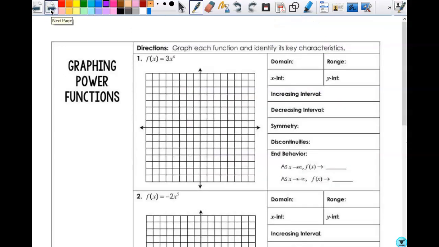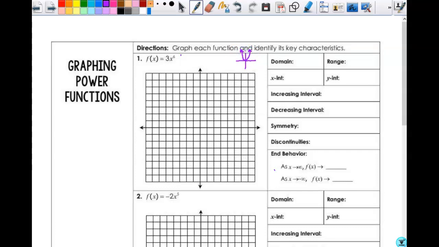So we're going to graph these. We've got 3x to the 6th. Well, this is to the 6th power, so let's think about what that means. That means that it has the quadratic look to it, and it's a positive 3, so it'll be opening up. So knowing that, I can go ahead and fill this part in right here. My parent function basically looks like this.